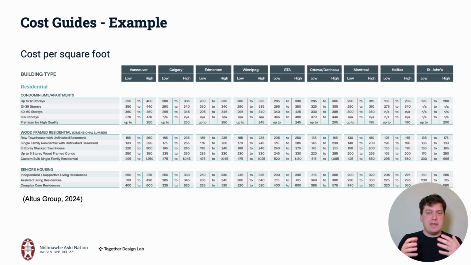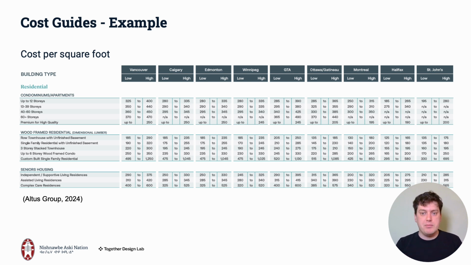And one of the ways that, in the context we're learning in this class, you might be able to use these is to understand cost escalations or inflations year over year. Because this is an annual report, you might be able to get a sense for trends and how the construction industry is changing.